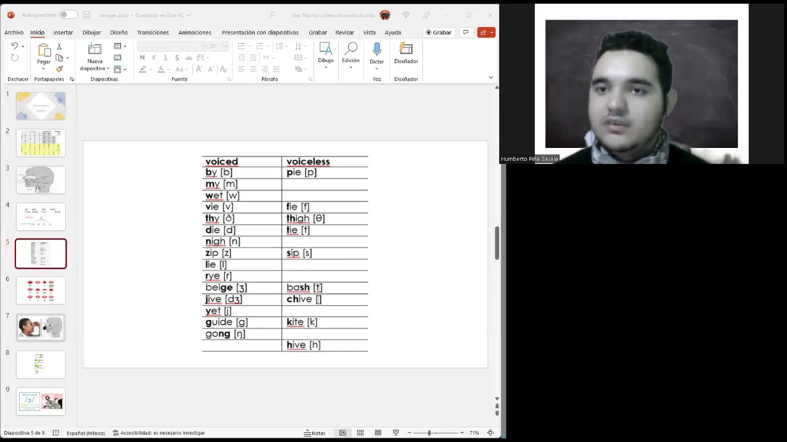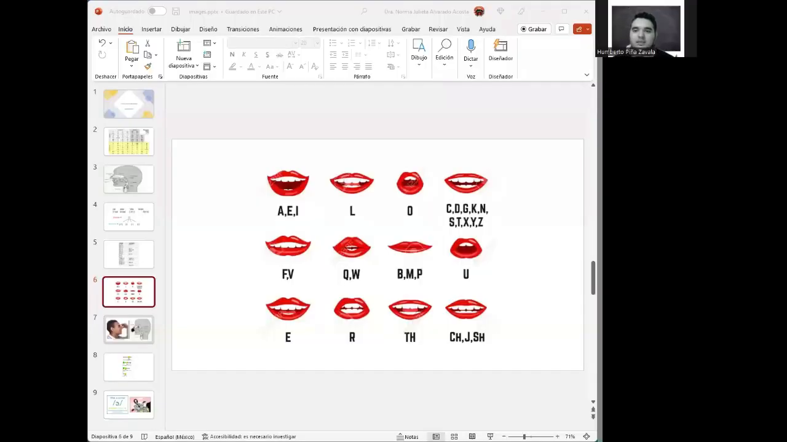Next, we are going for rounding. Okay, now that we have seen voicing, we're going with rounding. I mean lip rounding. It's how we shape our lips to make sounds. Especially vowels can be divided into two: rounded, unrounded, and close.